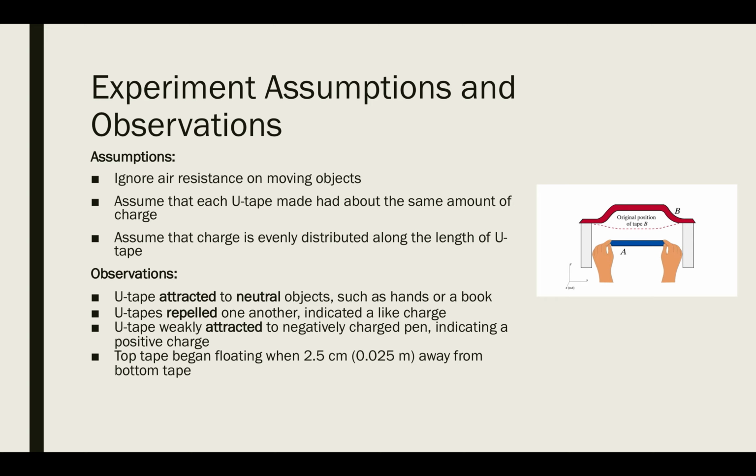In this experiment, several assumptions were made to approximately determine the amount of charge on the floating tape. I assumed that I could ignore air resistance on moving objects. I assumed that each U-tape made had about the same amount of charge since we used the same methods to charge each one. And I also assumed that charge is evenly distributed along the length of the U-tape.